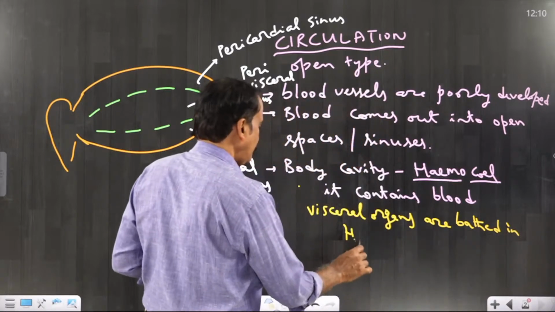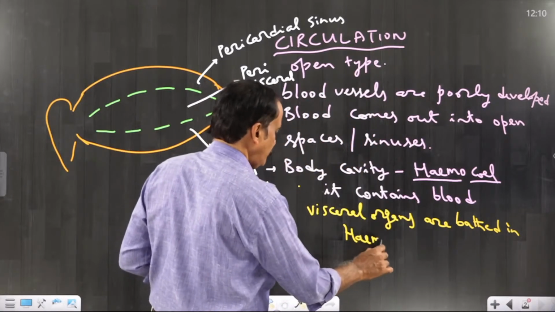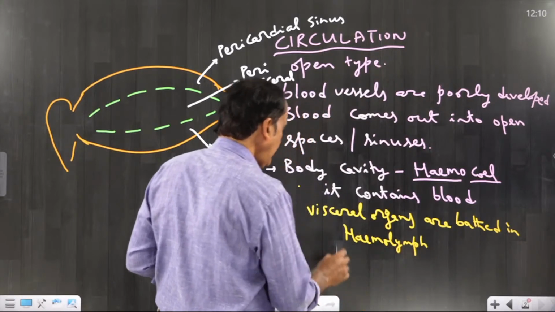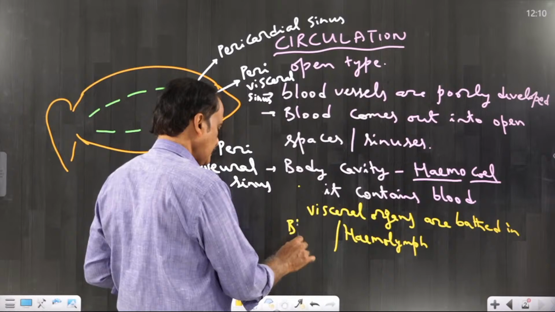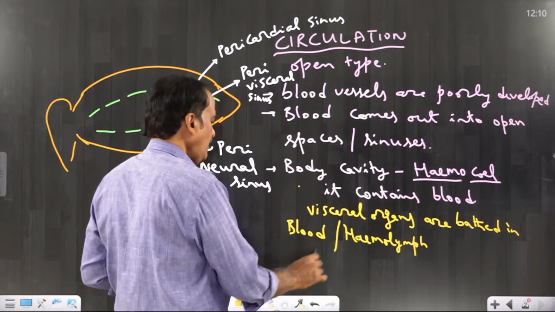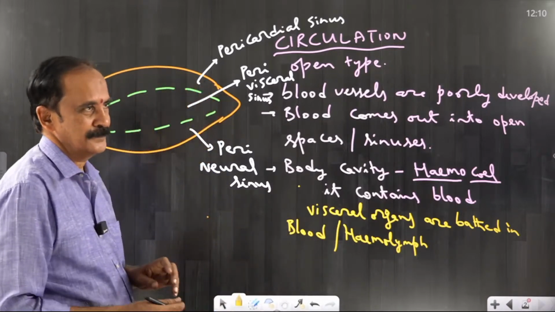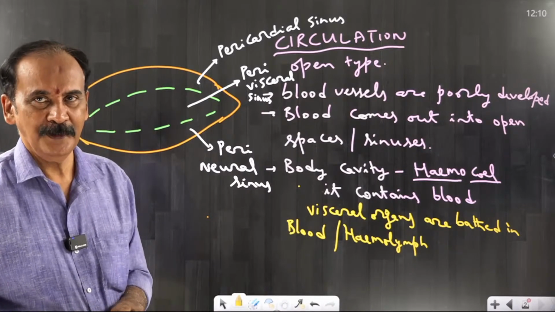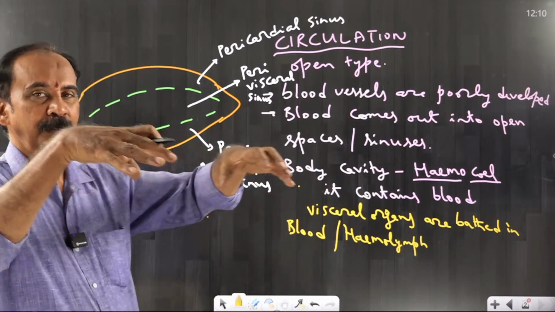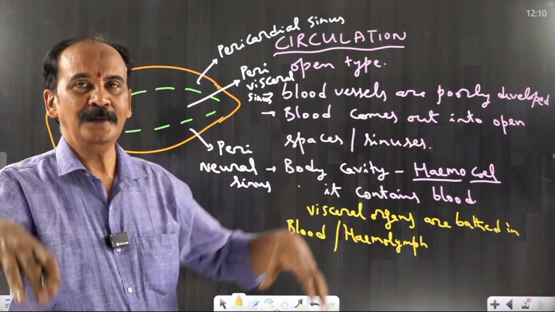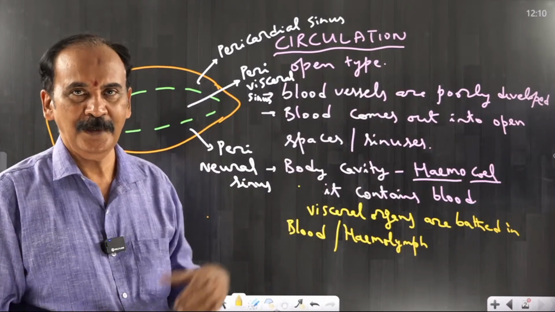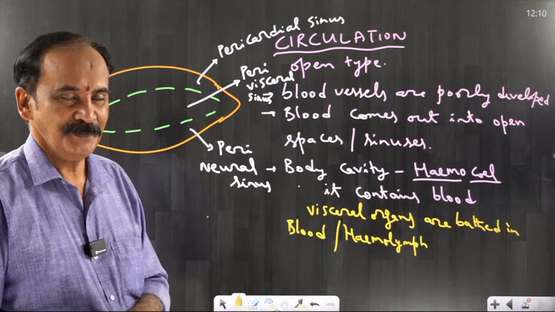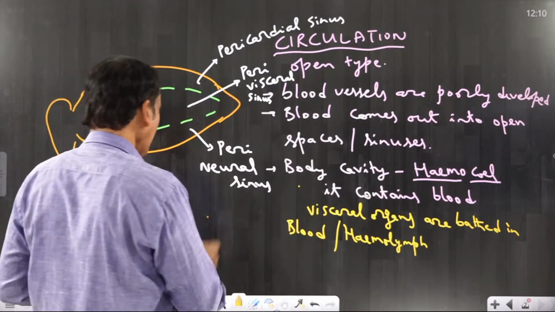They are bathed in blood, or hemolymph. Blood in cockroach, we call it hemolymph. Blood in cockroach is called hemolymph, right? So all your internal structures are present inside the blood or hemolymph. That's why they are said to be bathed in blood. This is about the body cavity.